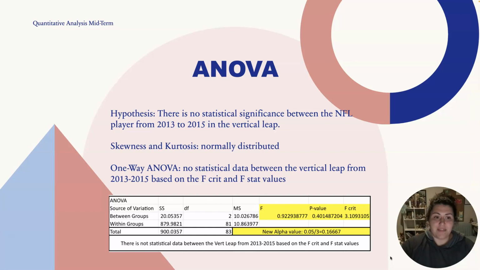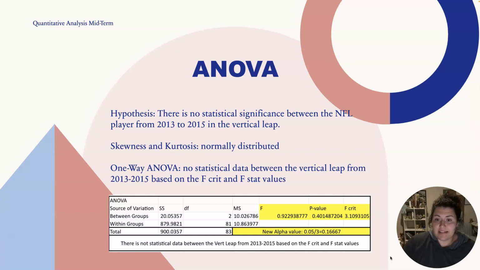All right, and then moving into our last analysis, which was our ANOVA. The hypothesis was that there would be no statistical significance between the NFL players from 2013 to 2015 in their vertical leaps. Because we're only measuring this one variable, I used a one-way ANOVA, and again, normally distributed data, so no issues with skewness and kurtosis. The one-way ANOVA showed that there were no statistical differences in the vertical leaps from 2013 to 2015 based on the f-crit and the f-stat values.